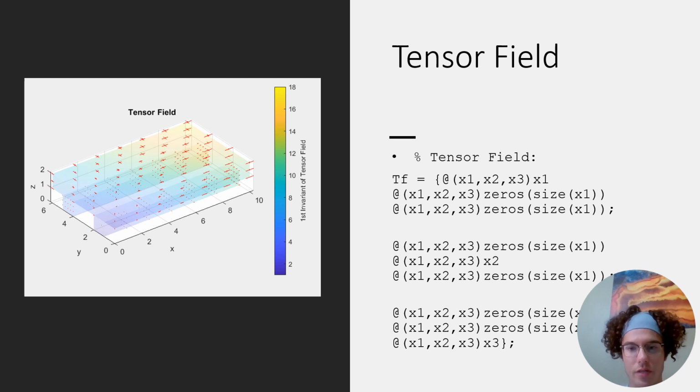For our tensor field, I chose to do a symmetric matrix with the diagonal entries being x1, x2, and x3, and with the off diagonals just being 0. And this resulted in a tensor field shown on the left where we get an increasing value as x, y, and z all get larger. And this is shown with the transition from bluish purple all the way to yellow in the top right corner.